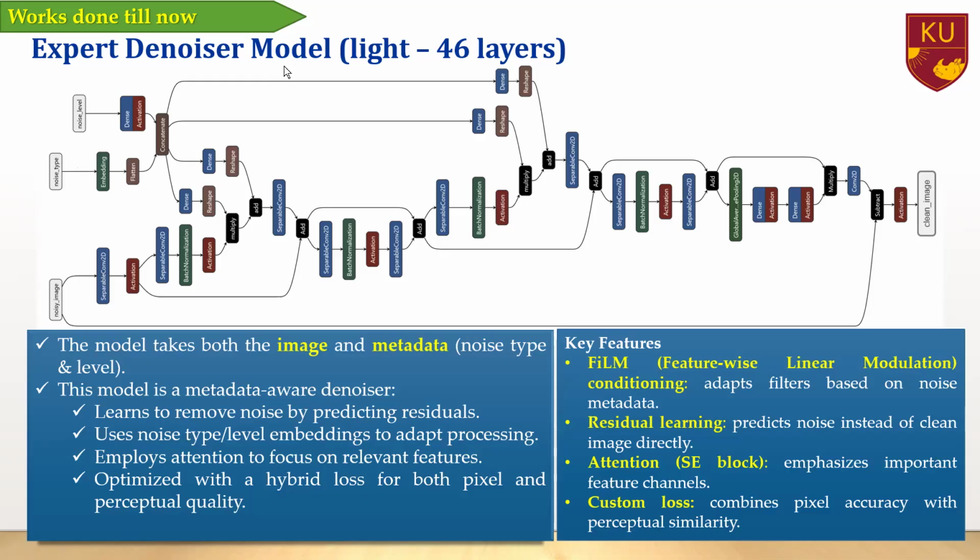So this is the visualization of the prediction of the noise estimator plus expert denoiser light, in short the need light model. And this is the deep model. Here we have 120 layers. So this is the structure of the need deep model.